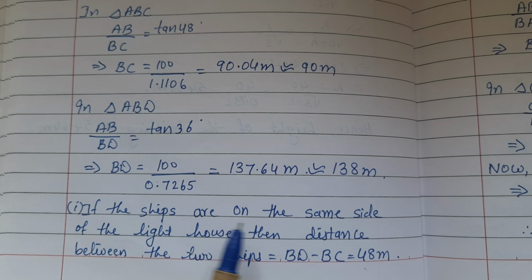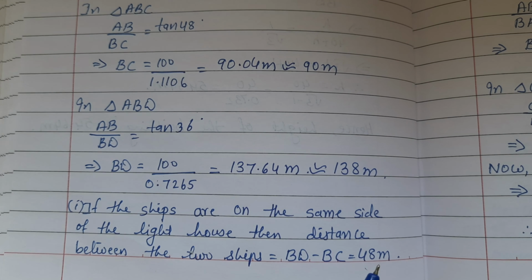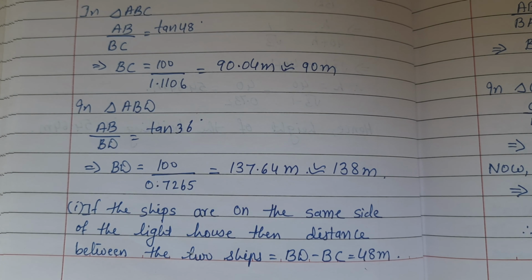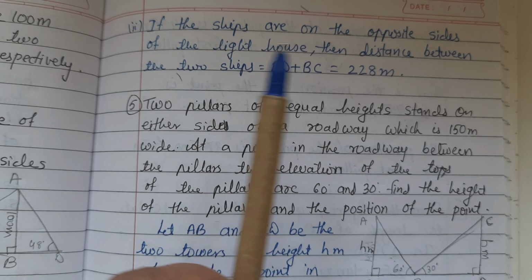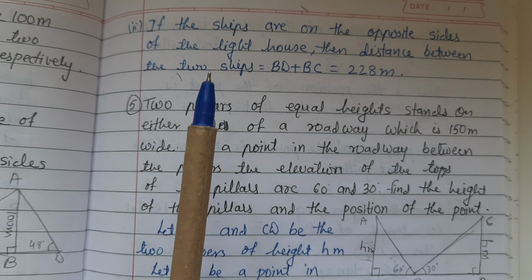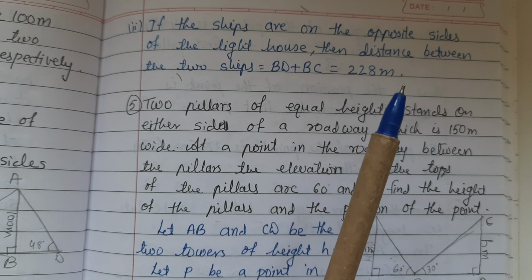If the ships are on same side of the lighthouse, then the distance between the two ships will be BD minus BC equal to 48 meters. If the ships are on opposite side of the lighthouse, then distance between the two ships equal to BD plus BC equal to 228 meters.